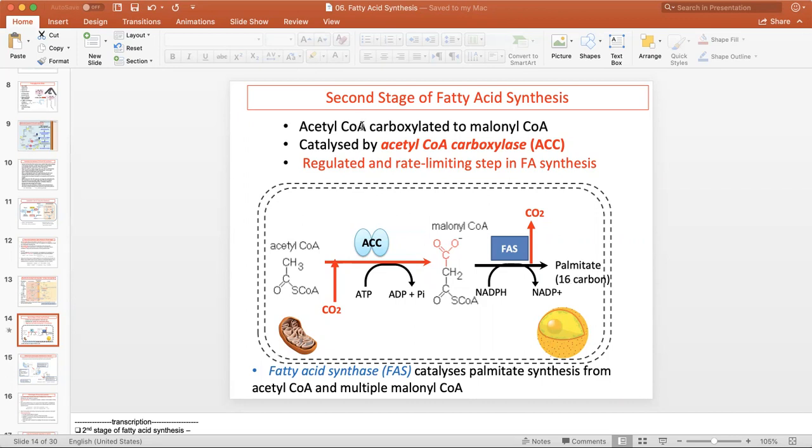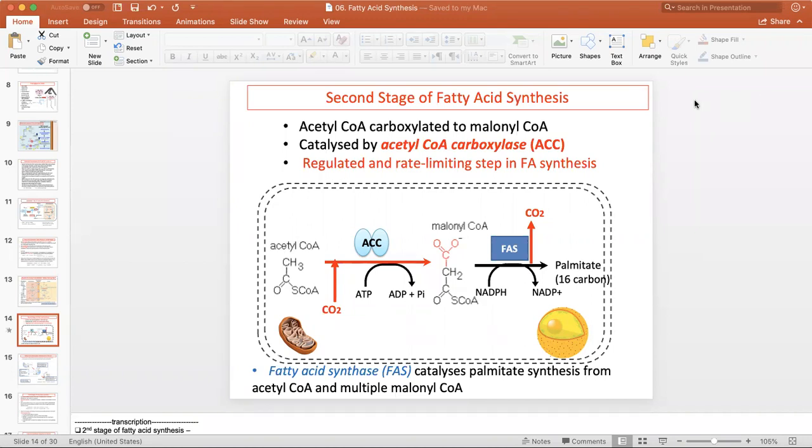I hope it's clear. The acetyl-CoA carboxylase is the regulated and rate limiting step in fatty acid synthesis. Any enzyme which is regulated or rate limiting is a favorite question material, okay? They love to ask about these enzymes, so know them perfectly. Where are we now? We are discussing acetyl-CoA carboxylase. How about we dig into more detail and zoom in on this enzyme?